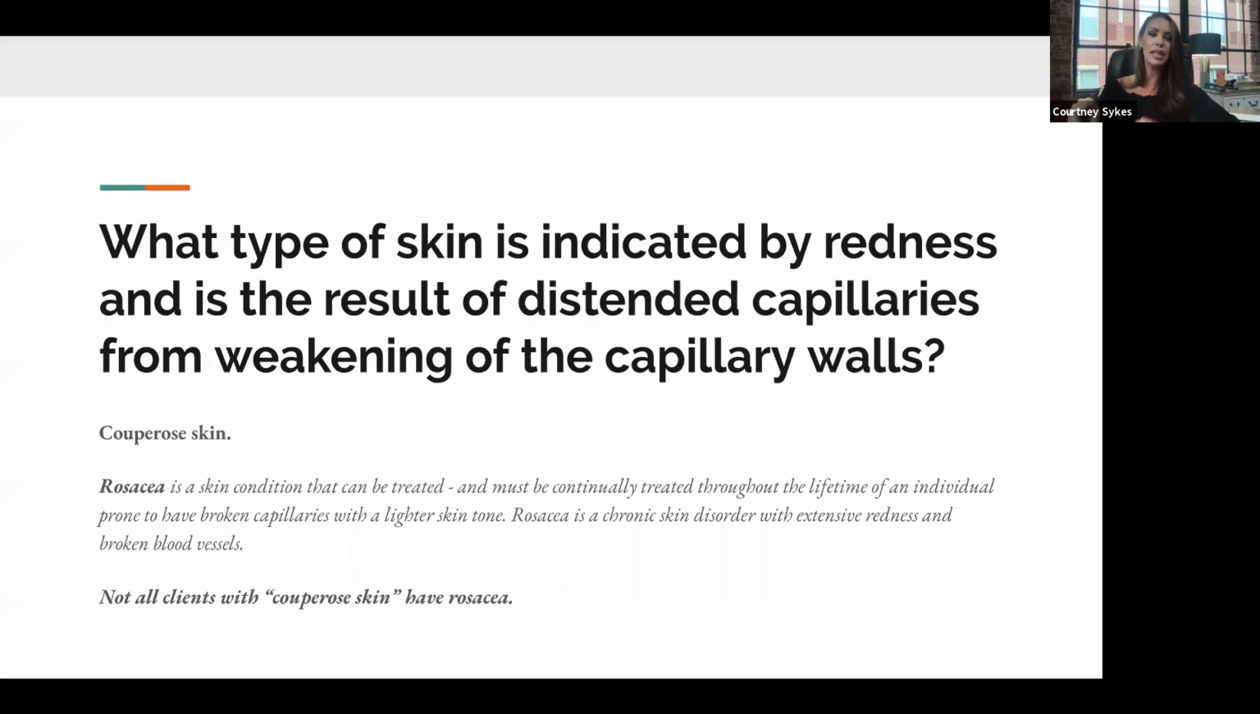All right, so let's read here. It says rosacea is a skin condition that can be treated. Yes, it can. And it aggravates me when people think that it can't, because it can. I'm telling you, it must be continually treated throughout the lifetime of an individual prone to having broken capillaries with a lighter skin tone. So most certainly it is genetically induced. People with a Fitzpatrick 1 especially, or even a 2, are very, very prone to rosacea.